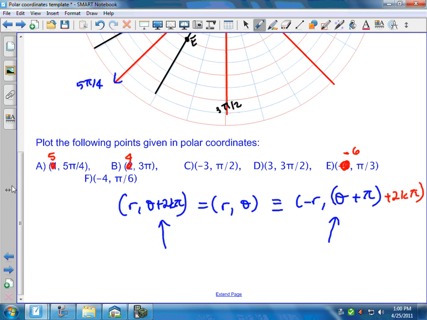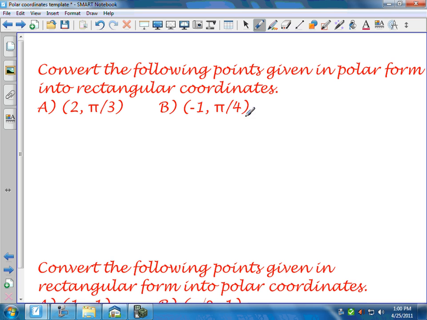Okay, let's go to the next example in our notes. We're going to convert some points now first from polar to rectangular. Let's do part B. Let's just do part B here. So convert the given points from polar form into rectangular form.